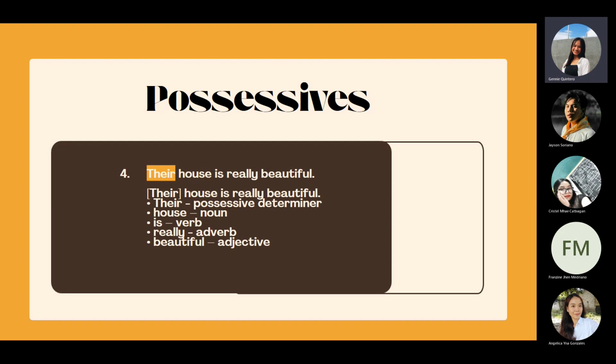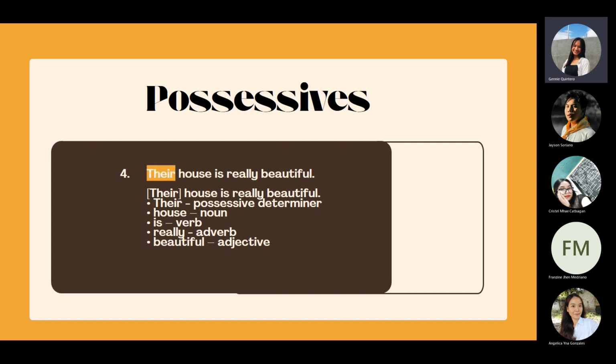Lastly, their house is really beautiful. So the application of syntactic environment is: there is a possessive determiner, house is a noun, is is a verb, really is an adverb, beautiful is an adjective. So here the noun is house, and we know that the word that comes before the noun is a determiner. In this example, the determiner is their. It's a possessive determiner that tells the house belongs to a third person.